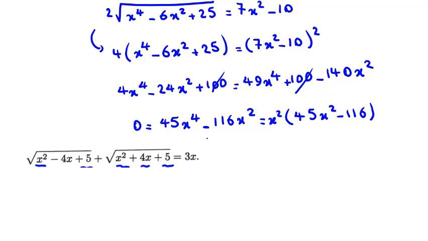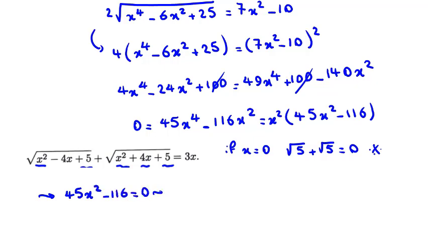Here, because this times this is 0, if x equals 0, then 0 plus root 5 equals 0, and that's a contradiction. So we conclude that this term equals 0, 45x squared minus 116 equals 0. So 45x squared equals, take it to the right hand side, negative changes to positive, plus 116, and x squared equals 116 over 45.